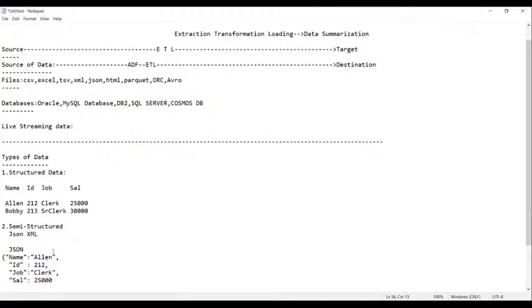Finally, the data will be placed like this. Can you see it? How is it? Okay. Anyways, all right. So finally, this is how it looks.